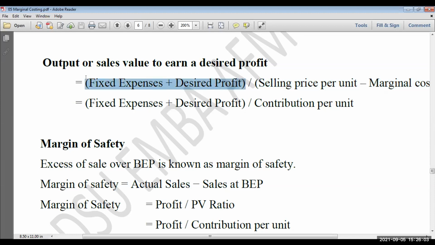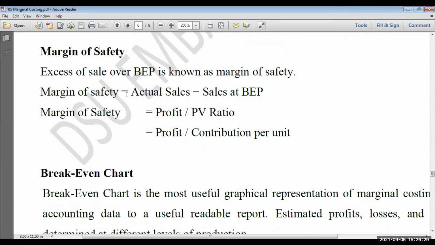How much do I have to sell to get this amount of profit? The equation is fixed expense plus desired profit, the whole thing divided by contribution per unit. If I do so, I'll get the amount of sales to be done to earn a profit of 10,000 or 1 lakh or 20,000 as the case may be. Okay. The next concept is margin of safety.